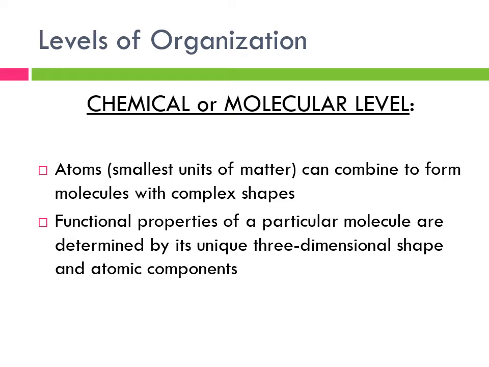We have different levels of organization, and there's a slide at the end of this that shows those levels. It's also in your textbook. So our basic level, or our smallest level of organization, is the chemical or molecular level. Our molecules are made up of atoms, which are the smallest units of matter, and they combine to form molecules. The functional properties of the molecule are determined by the unique structure that the atoms come together to form.